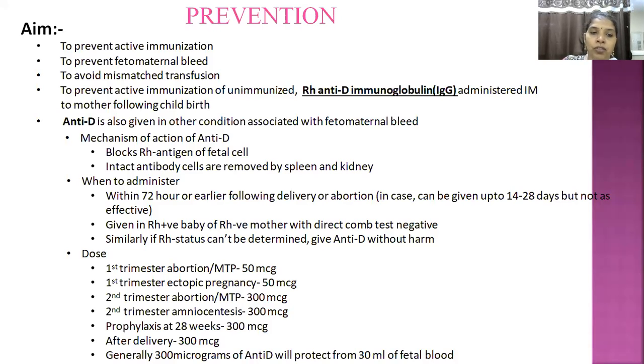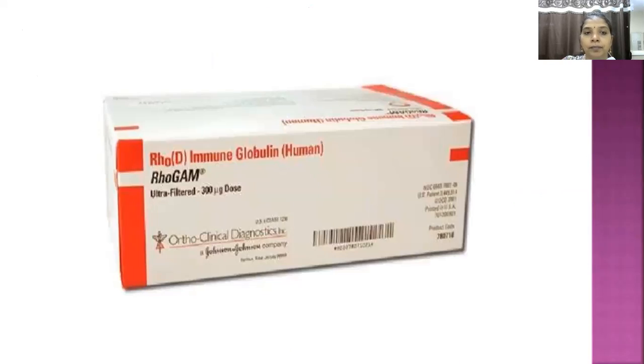Dose. First trimester abortion or MTP, 50 micrograms. First trimester ectopic pregnancy, 50 micrograms. Second trimester abortion or MTP, 30 micrograms. Second trimester amniocentesis, 30 micrograms. Prophylaxis at 28 weeks, 300 micrograms. After delivery, 300 micrograms. Generally, 300 micrograms of anti-D will protect from 30 ml of fetal blood.